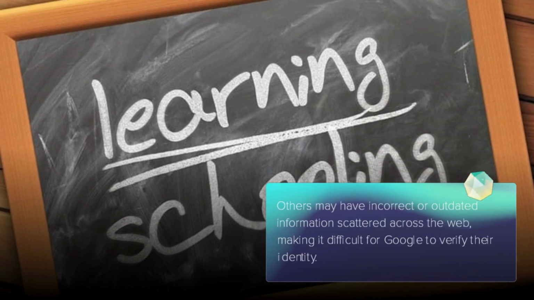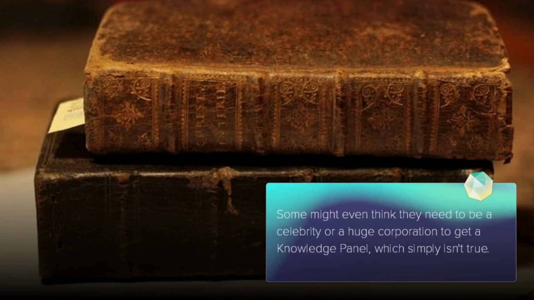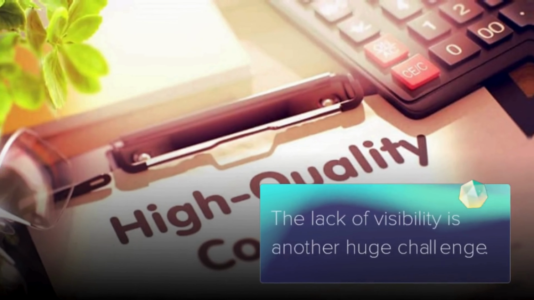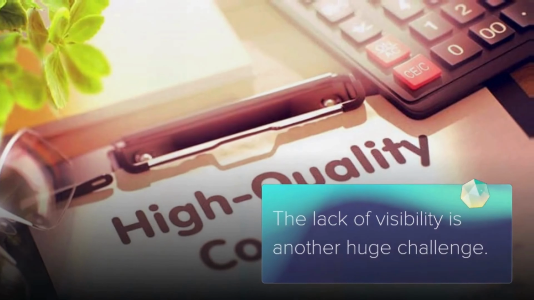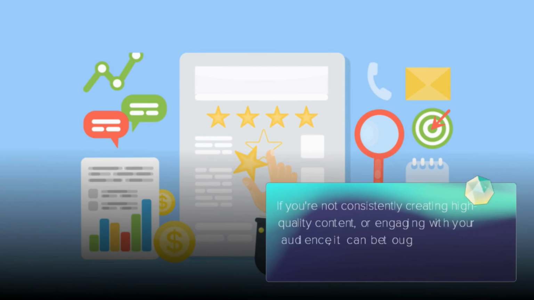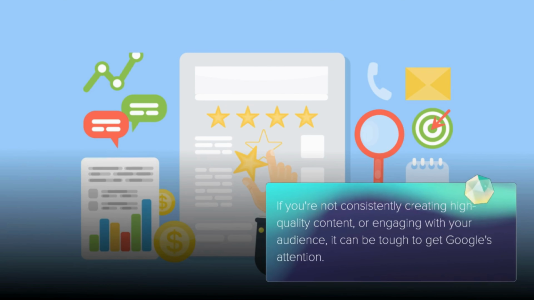Others may have incorrect or outdated information scattered across the web, making it difficult for Google to verify their identity. Some might even think they need to be a celebrity or a huge corporation to get a knowledge panel, which simply isn't true. The lack of visibility is another huge challenge. If you're not consistently creating high-quality content, or engaging with your audience, it can be tough to get Google's attention.